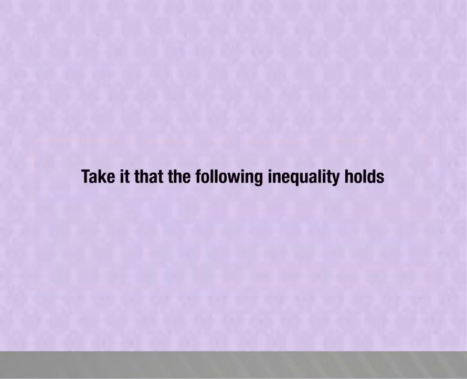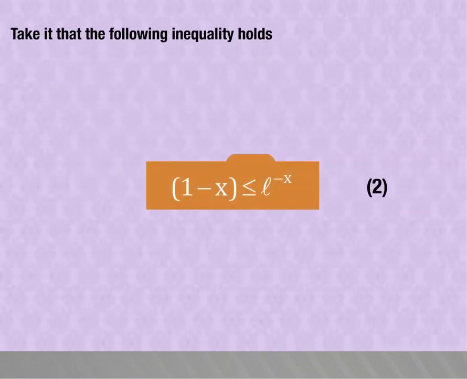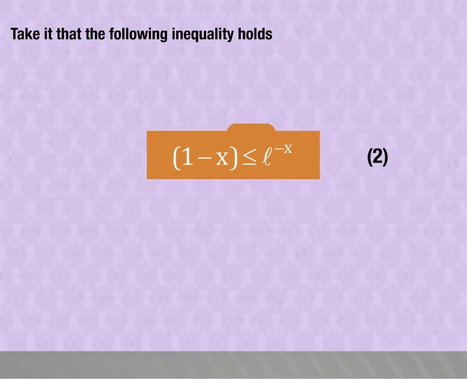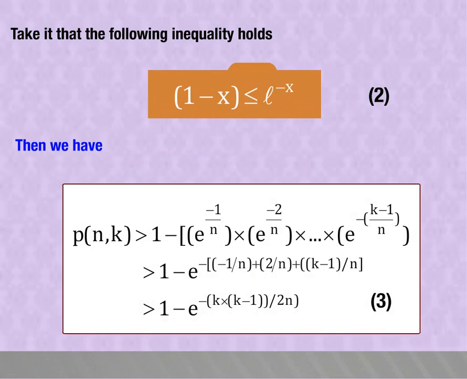Take it that the following inequality holds: 1 minus x is less than or equal to e power minus x. Then we have p of n comma k is greater than 1 minus e power minus 1 by n into e power minus 2 by n and so on up to e power minus (k minus 1) divided by n, which is greater than 1 minus e power minus (1 by n plus 2 by n plus and so on up to (k minus 1) by n), which is greater than 1 minus e power minus of k into (k minus 1) the whole divided by 2n.